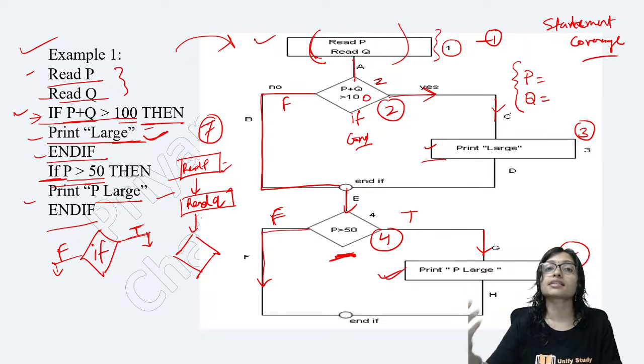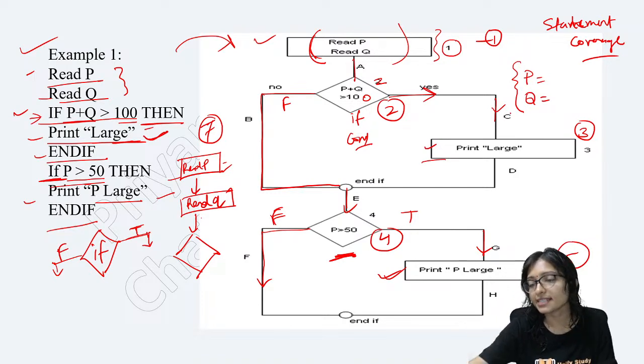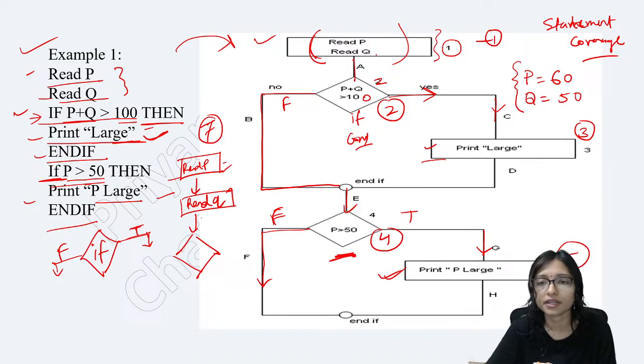How many test cases will be required? That is our target. Yes, I can see here the LOPA is telling 60 and 50. So if I take P as 60 and Q as 50, according to LOPA, what will happen?